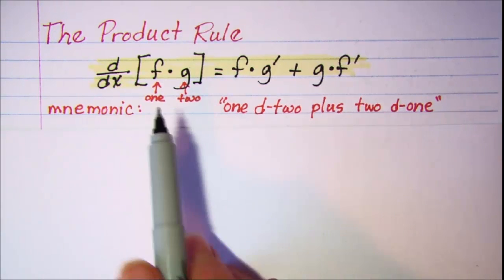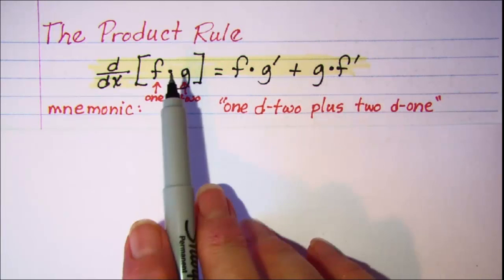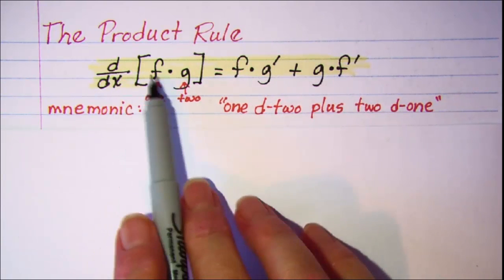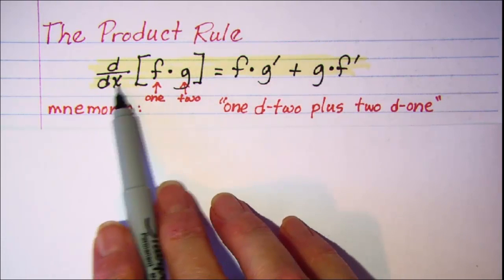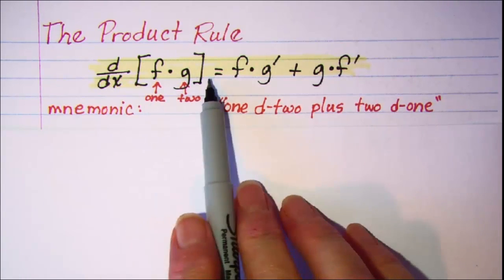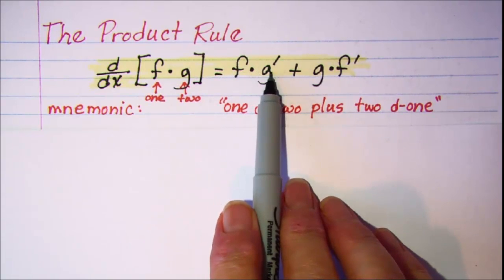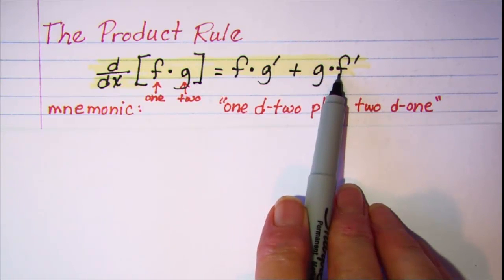In this video, we'll be talking about the product rule for finding derivatives of a product. The rule is the derivative of f times g with respect to x is f times the derivative of g plus g times the derivative of f.